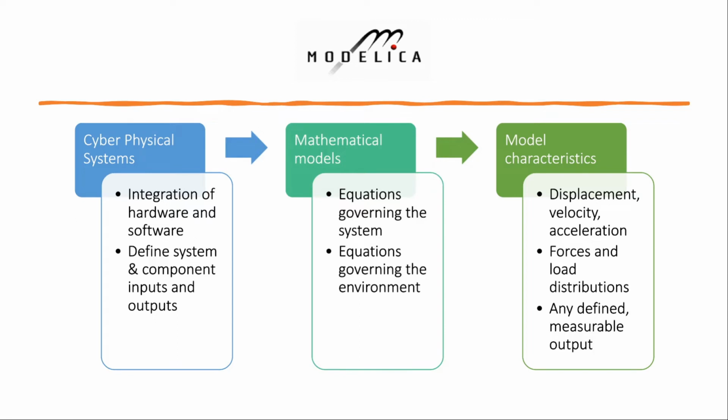Now, how can we use Modelica to represent a complex cyber-physical system? We start by defining the inputs and outputs for each component of the system. These represent the features of a component. For instance, the length of the spring is a feature that represents it. We then identify the governing equations or define the behavior of the system. A linear spring exerts a force proportional to the length of extension or compression, and this defines the behavior of the component. Lastly, we define the interaction between the components.